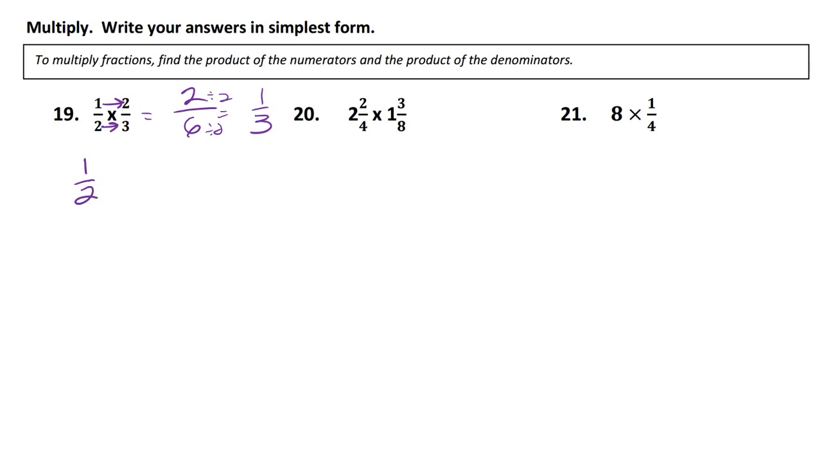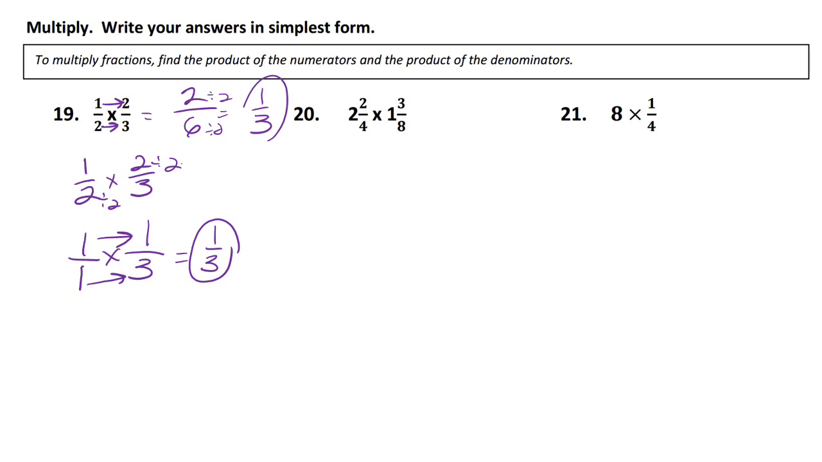Another way to solve this is we could cross simplify. So what we do is we say, can I simplify 1 and 3? Those are already simplified, so we rewrite those. And then 2 and 2, we can divide those by 2. So 2 divided by 2 is 1. 2 divided by 2 is 1, and then we can multiply across. So just another strategy to be able to multiply fractions. So number 19 is 1/3.